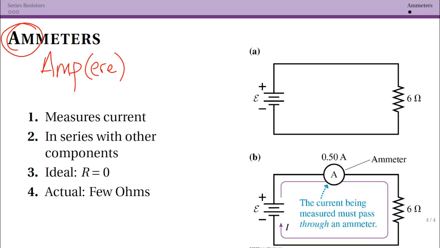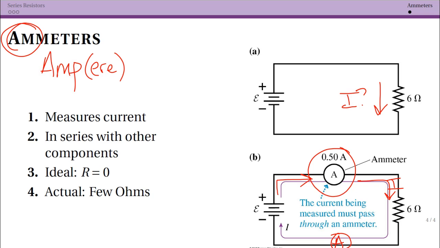Now, you always want to have your ammeter in series with other components. For instance, if we want to know the current through this 6 ohm resistor, we need to put the ammeter in series with that resistor, so that whatever current is flowing through the resistor, remember that current is conserved, also flows through the ammeter. So if we put the ammeter down here, we would get the exact same current. Those would be the same things. So the ideal ammeter has a resistance of 0.